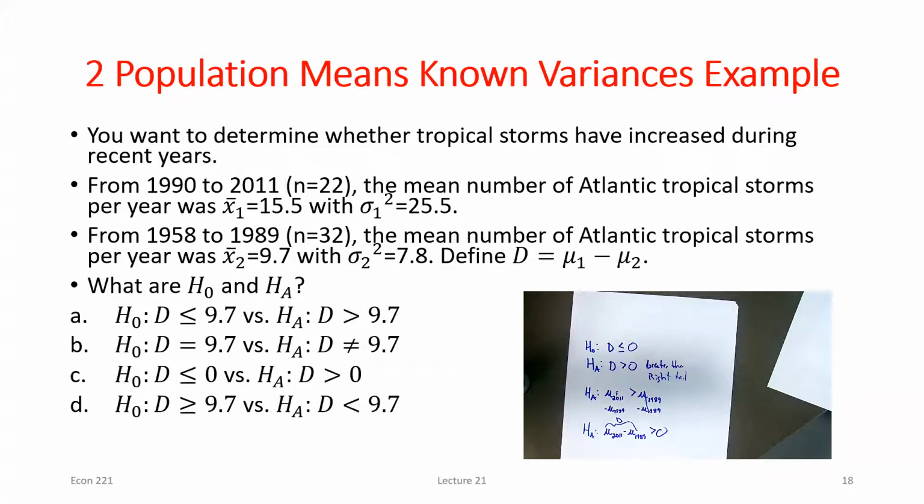Have things changed at all? Is the difference anything other than 0, right? And so a lot of the times we're going to be using that assumed true difference of 0 because that's the type of test that we want to run. Okay. So we've got a right-tailed test here, right?